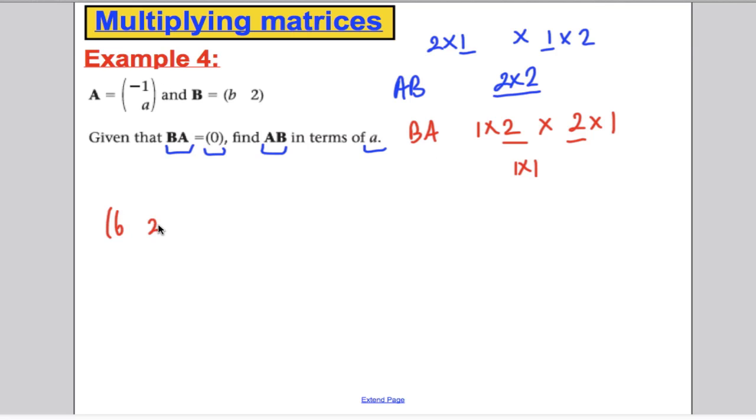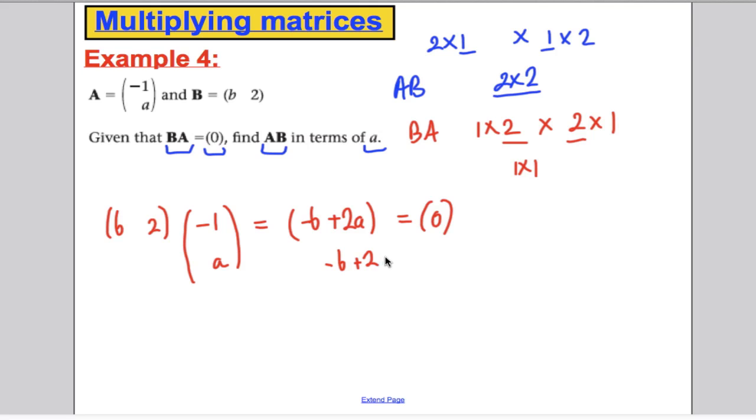B is (B, 2), and we're multiplying that by (negative 1, A). So for that, we're going to get negative B plus 2A. That's going to be the element, and we're told that is equal to 0. So negative B plus 2A is equal to 0, and therefore we can deduce that 2A is equal to B. Also, therefore, we know that A is equal to B over 2.